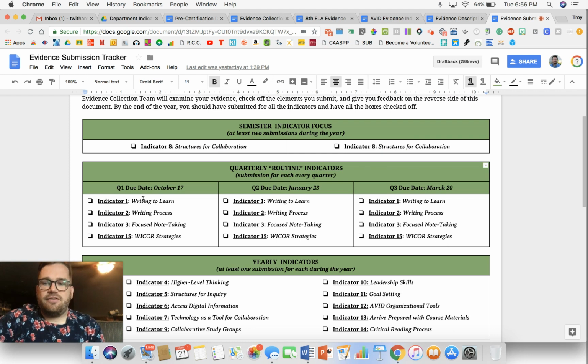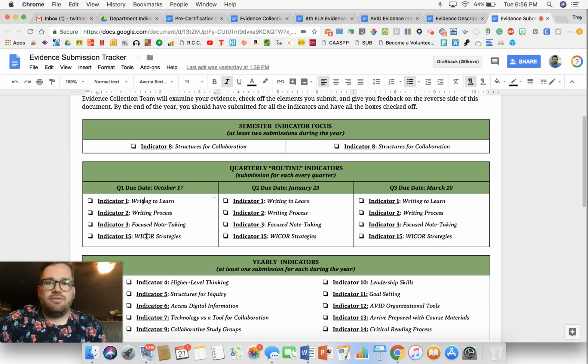Next, we identified our quarterly or routine indicators. And these are 4 things, indicators 1, 2, 3, and 15, that in looking at the wording from AVID, we inferred that they want to see growth over time of these strategies. So we need each teacher to be submitting examples of these things. So writing to learn, writing process, focused note taking, and WICOR strategies.